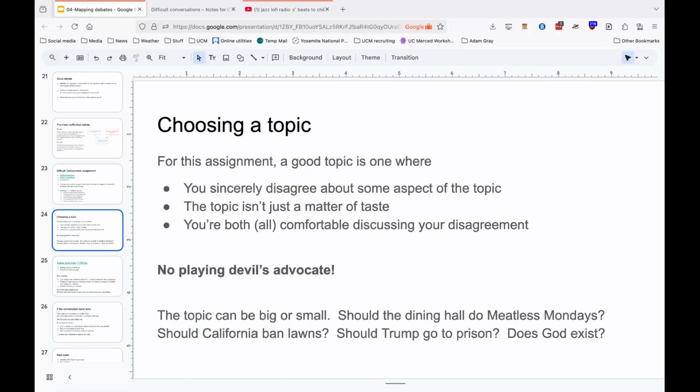Devin. Should it be a topic that you both actually disagree on? Yes, and that's actually the slide I just turned to. How to choose a topic. The topic is up to you. If you really want help with suggestions, I can give you suggestions. But what you want when you choose a topic is one where, first of all, you sincerely disagree about some aspect of the topic. That doesn't mean it has to be a super high stakes thing that you're going to decide once and for all, but it has to be something where you genuinely disagree with each other.